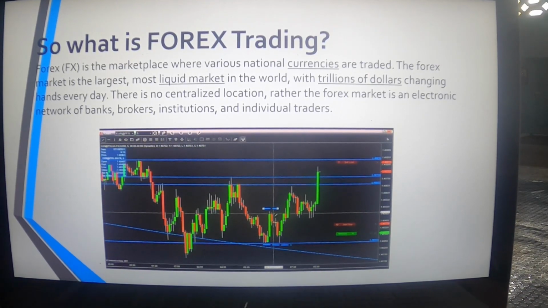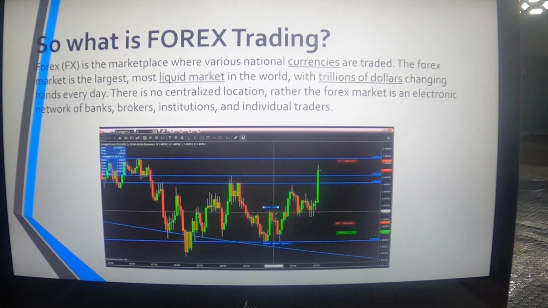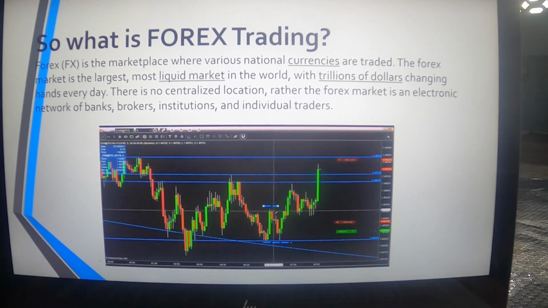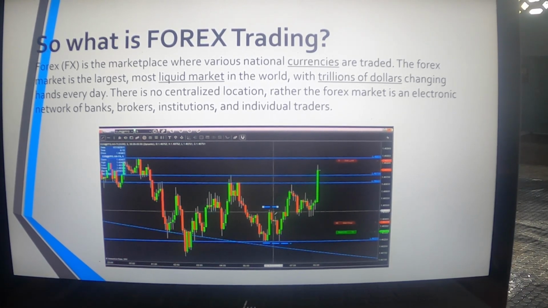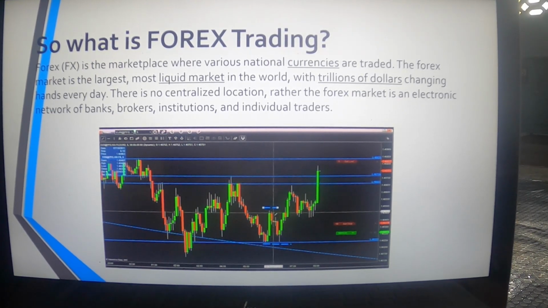Now let's talk about the advantages of Forex. There is no centralized location. Rather, the Forex market is an electronic network of banks, brokers, institutions and individual traders. That means that anyone can trade Forex. It's not only banks or brokers who can trade Forex. Even an individual like me and you can trade Forex.